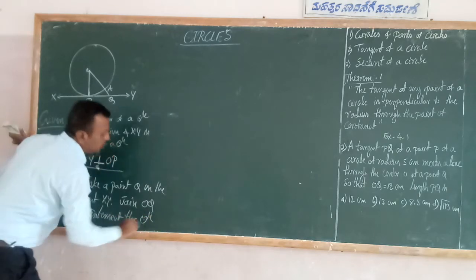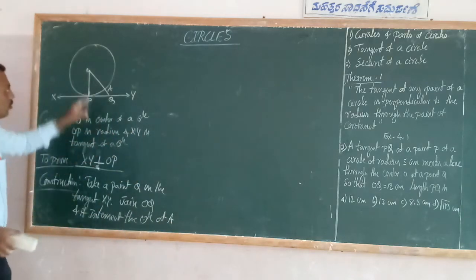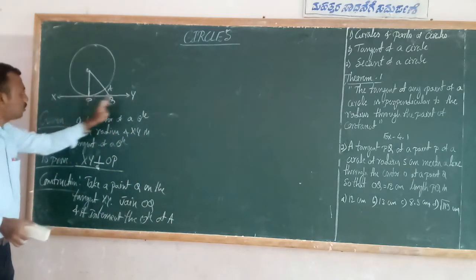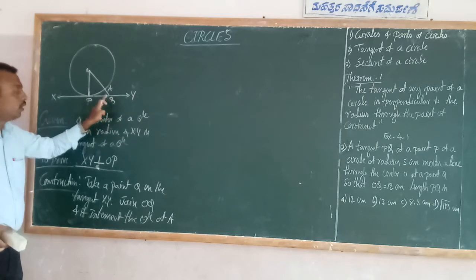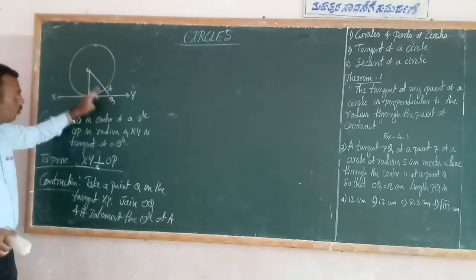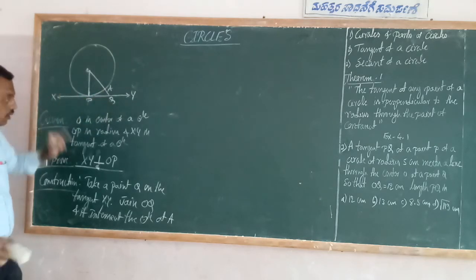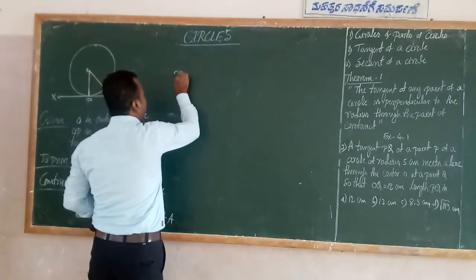So I have marked the point Q on XY. Then I will join OQ. This OQ line intersects the circle at the point A. Yes. Next, the proof. A very simple proof is there.